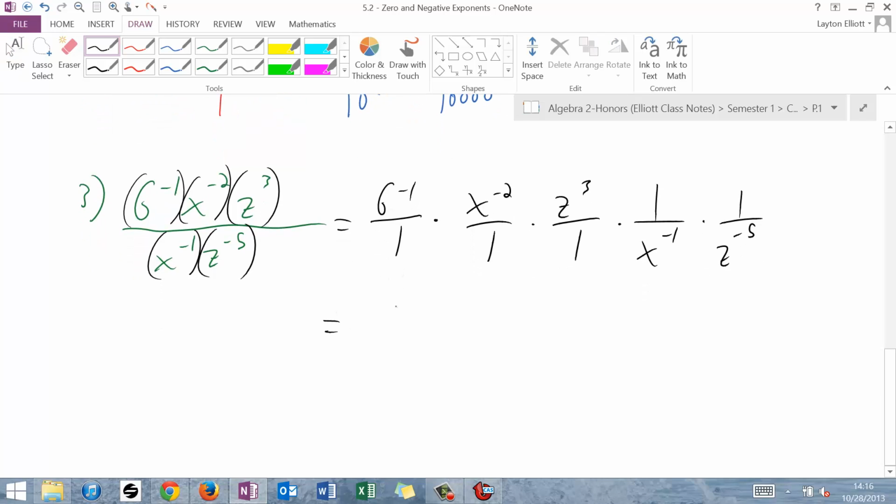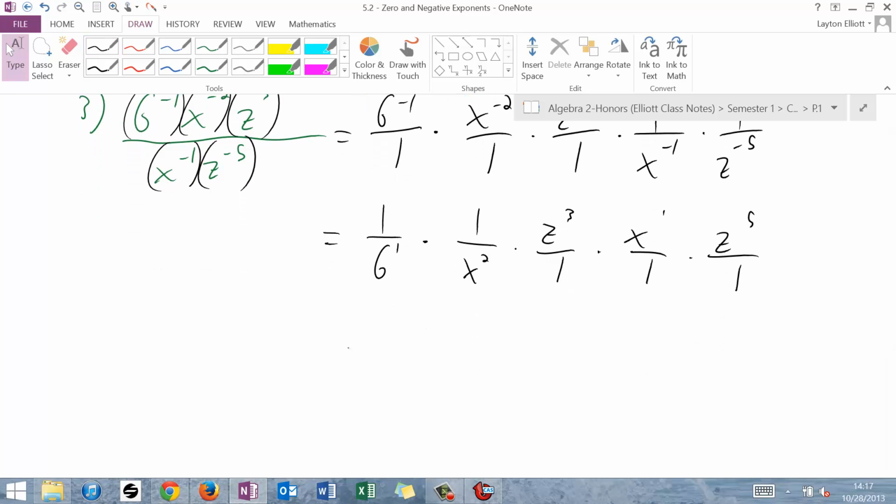And 6 to the negative 1 over 1 is the same thing as 1 over 6 to the first power. And this is 1 over x to the second power. This is still z to the third power. This is now x to the first over 1. And this is z to the fifth over 1.